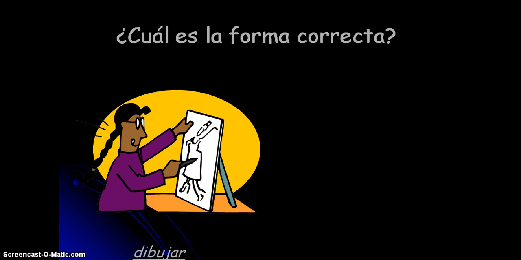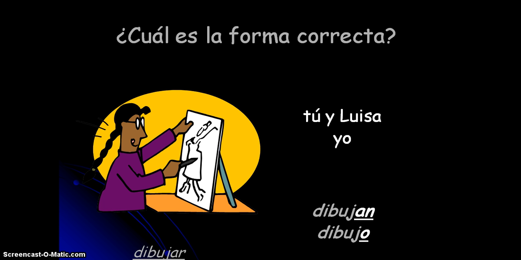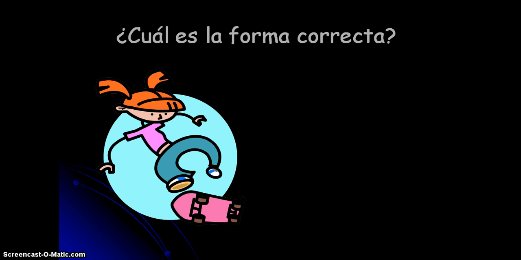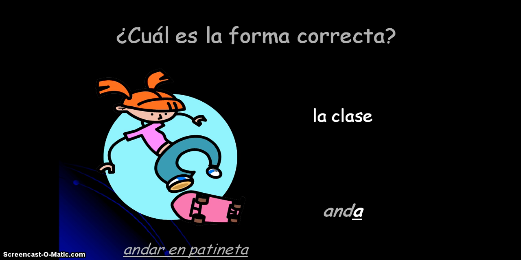The next one. Dibujar, to draw. What is my correct form for tú y Luisa? This is a difficult one. Yes, you said dibujan. If you also said dibujáis, I would totally accept that as well, but dibujan was the one I was looking for. What about yo? Dibujo! That's correct. The next one, andar en patineta, skateboards. It should be anda. And las estudiantes, meaning the girl students. That's correct. You should have andan.